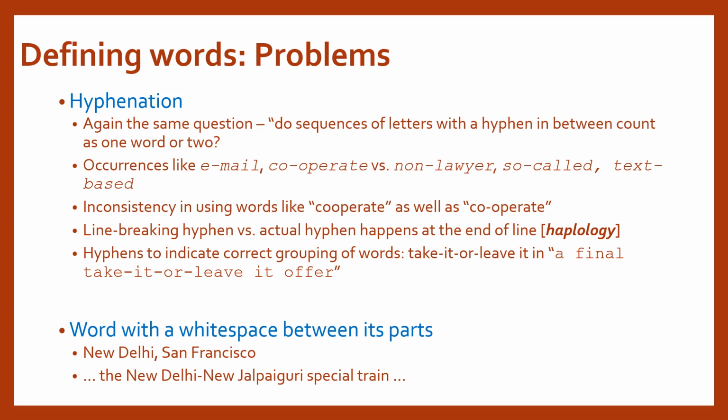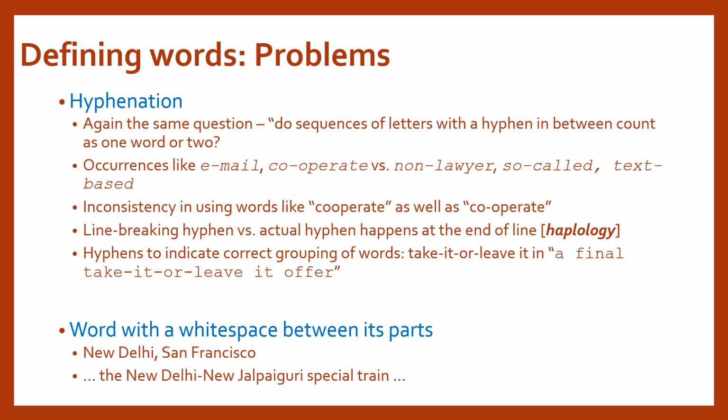Now, the question is that you have to come up with heuristics or rules which can do such separation. And of course, there are inconsistencies, like email coming without hyphenation, cooperate coming without a hyphen, or with one, and that can be taken care of in the subsequent stages of normalization.